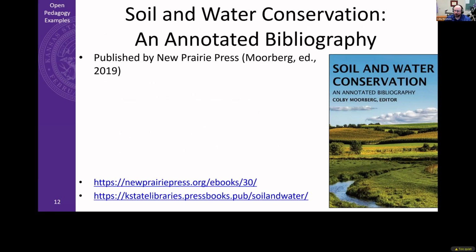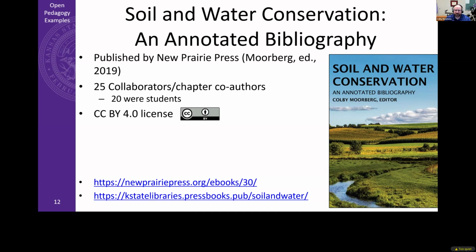And so ultimately it was published in 2019 through New Prairie Press, which is K-State's digital press through the library. And we had 25 collaborators, which were all chapter co-authors. And of those 25, 20 of them were my students. So we had 9 from one semester and 11 from a different semester. And over the course of those 2 semester offerings of this course, we had students contribute to several of the chapters in the book. We licensed it through a Creative Commons Attribution 4.0 license.